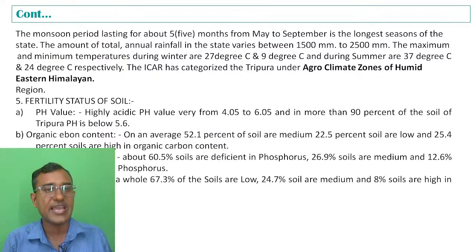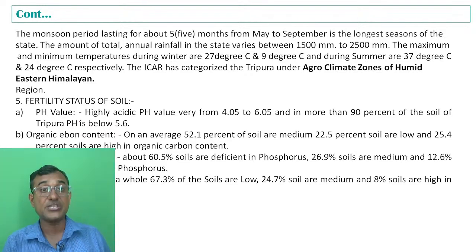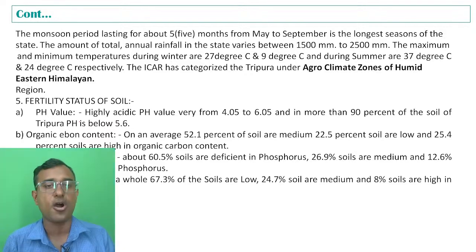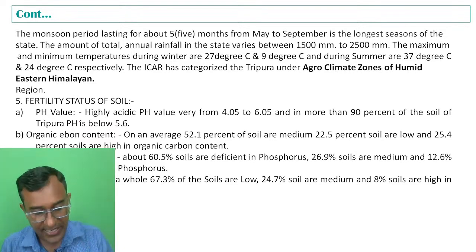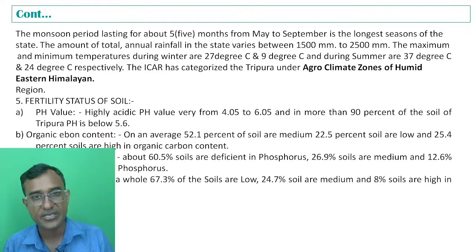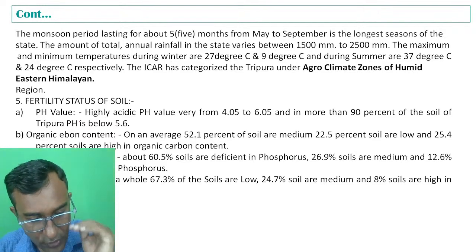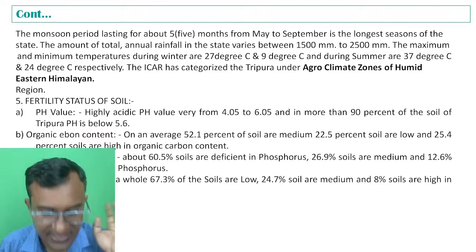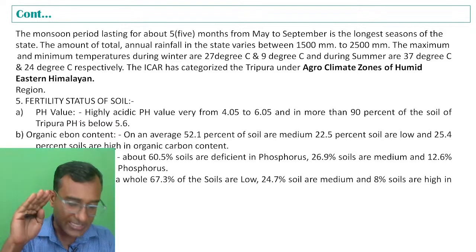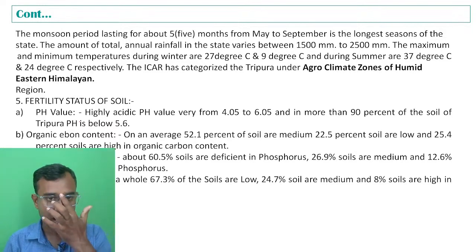So let's go to the next data, where I will not talk much again. Monsoon is of 5 months in Tripura. This is the longest season of Tripura. Generally annual rainfall is 1,500 to 2,500 millimeter. And if we talk about temperature, in winter it is around 27 degrees Celsius to 9 degrees Celsius. In summer, 24 is the minimum and 37 is the highest temperature. Generally it's like that.